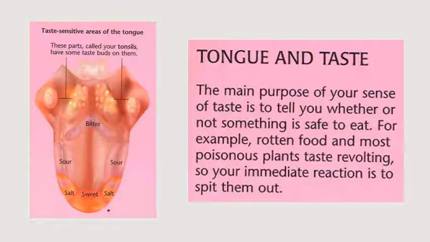Tongue and taste. The main purpose of your sense of taste is to tell you whether or not something is safe to eat. For example, rotten food and most poisonous plants taste revolting, so your immediate reaction is to spit them out.